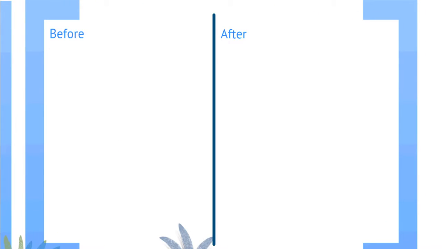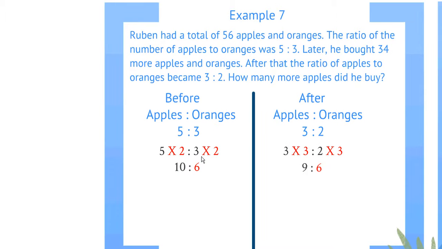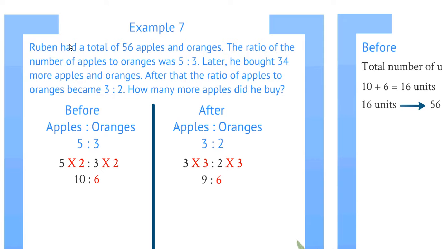Before and after column, total number of units, 10 plus 6 equals 16 units. Because if you look at this before column, I got 10 and 6. So 10 plus 6 equals 16. So 16 units is equivalent to 56 apples and oranges, because the question says at first, Reuben had 56 apples and oranges.